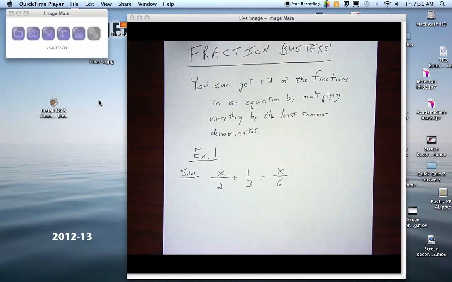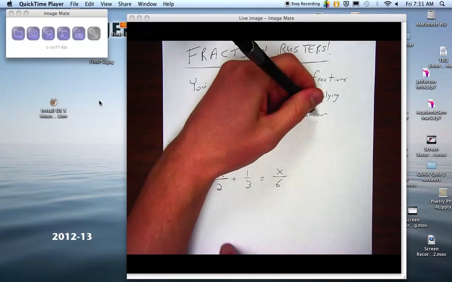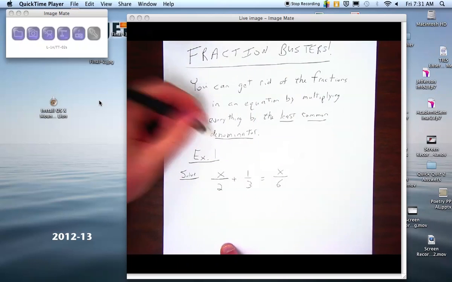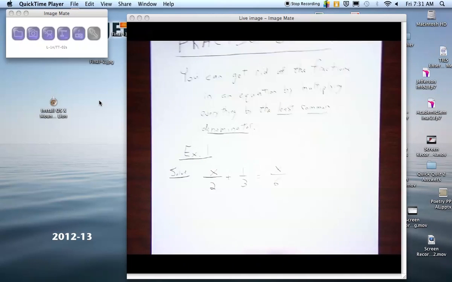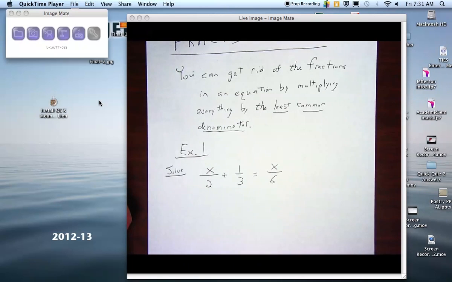All right, so we're just going to take some quick notes on something called fraction busters. Fraction busters are when you're solving an equation that has fractions in it. And one nice way to do it is you can get rid of all the fractions by multiplying everything through by the least common denominator. There are some other strategies, but this is sort of a nice one. So we're going to get rid of all the fractions by multiplying everything by the least common denominator.